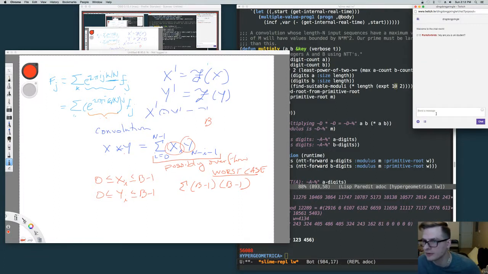Sorry, I didn't see this window earlier. Am I a student? No. I'm a software engineer that just likes to write math software sometimes.